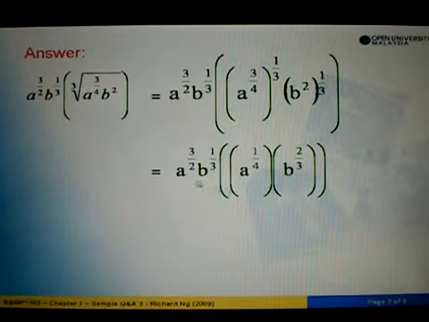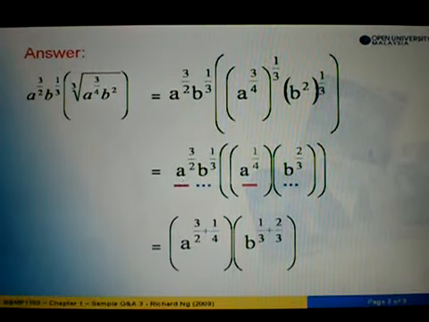So the next step is we have to take a times a. A to the power 3 over 2 times a to the power 1 over 4, and then b to the power 1 over 3 times b to the power 2 over 3. Remember the formula? When we times, if the bases are the same, then the power we add. Okay. So next step will be, we will write down a first. So we have 3 over 2. Remember, when we times, we add the power. So we have 3 over 2 plus 1 over 4.